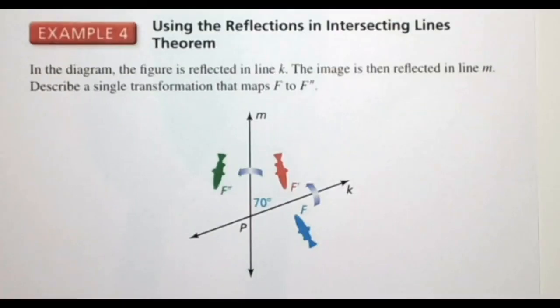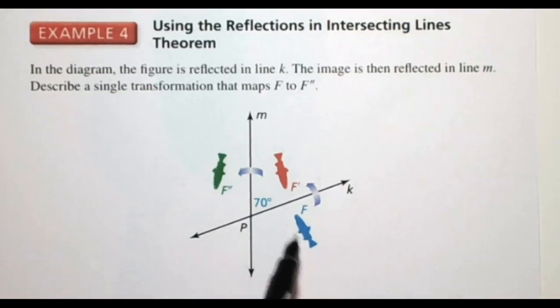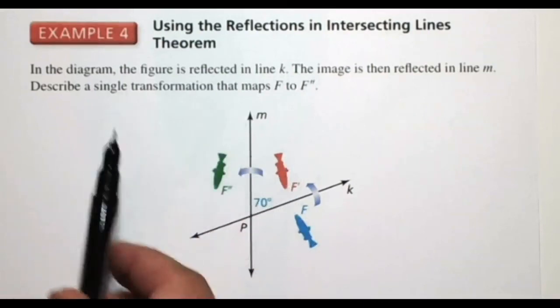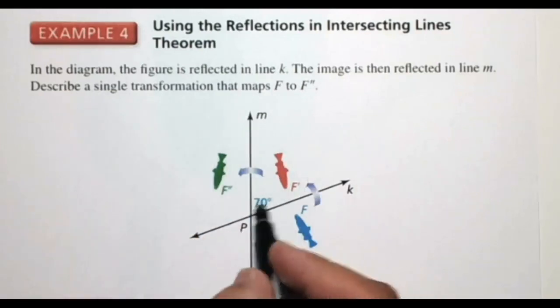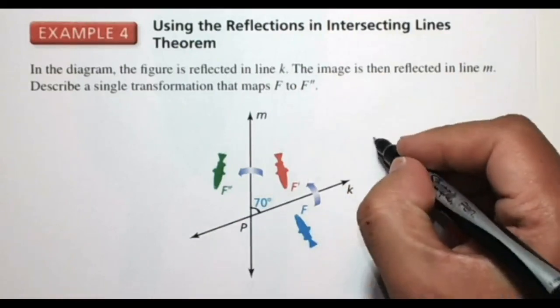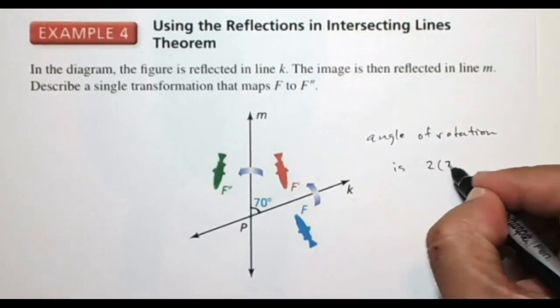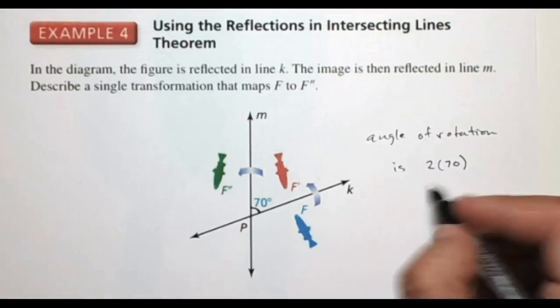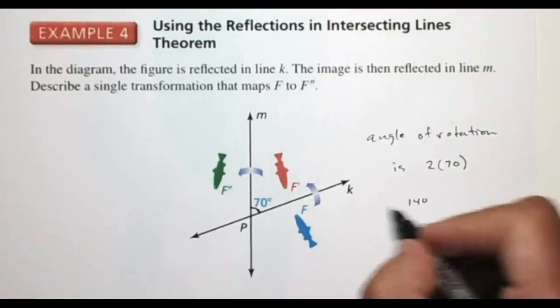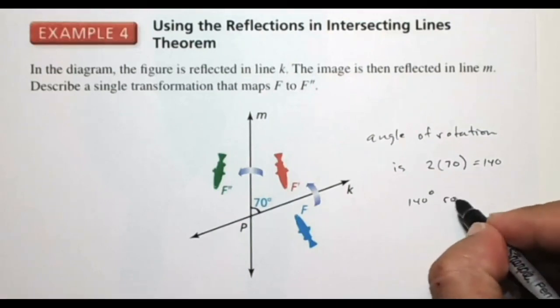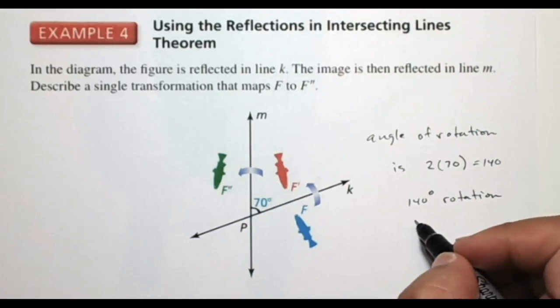Okay, so using this theorem, we're looking at example 4, and it says in the diagram the figure is reflected in line K, the image is then reflected in line M. Describe a single transformation that maps F to F double prime. So I'm looking at going from this blue fish here, and I want to describe this as one transformation. Since this is two reflections, one over line K and then another one over line M, I can just do a single rotation. And if this angle right here is 70 degrees, then my angle of rotation is going to be twice as big. So 2 times 70 gives me 140. So that tells me I have a 140 degree rotation. And this would be about point P.